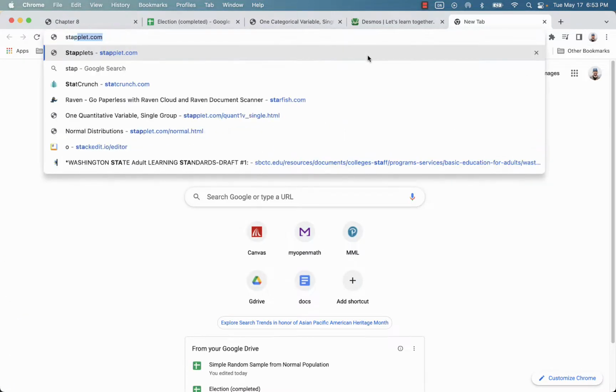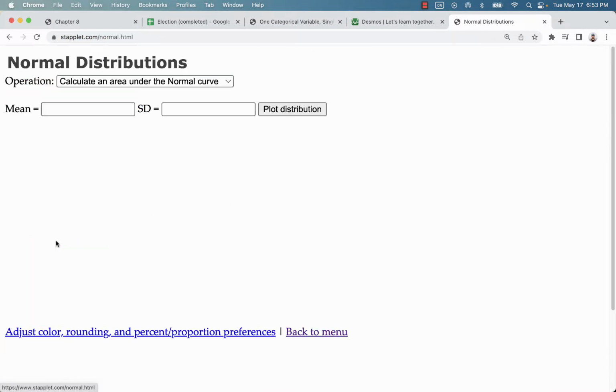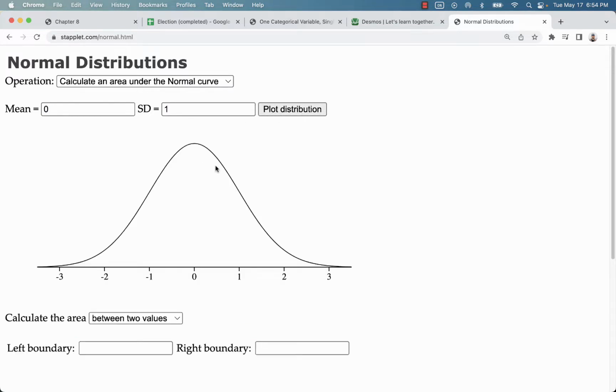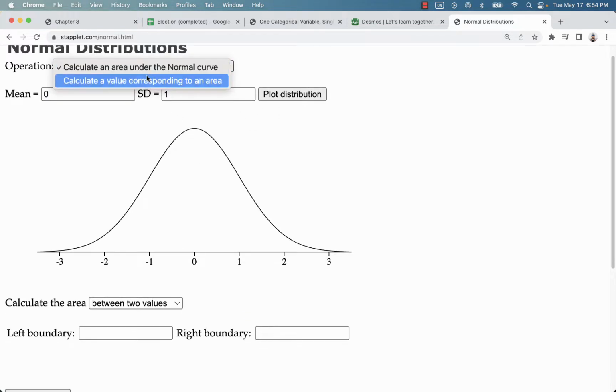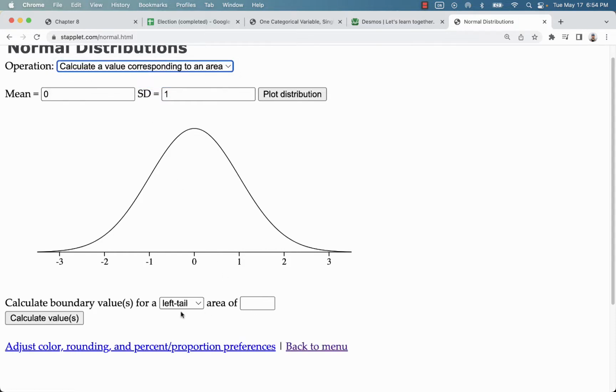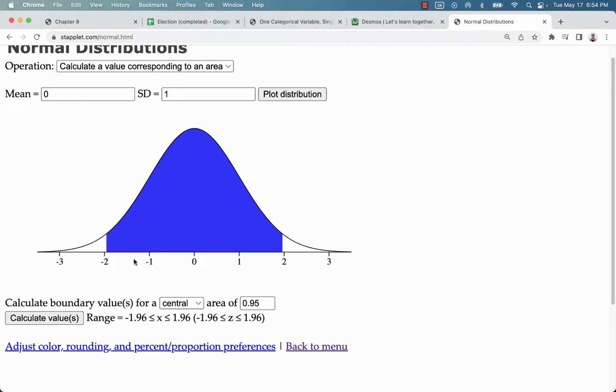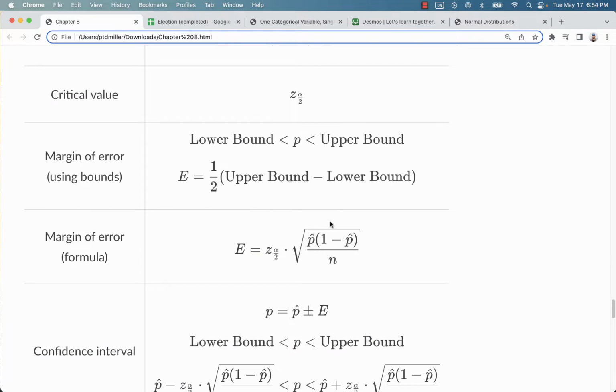So going back to Stapplet, I would go to normal distributions and use a standardized distribution with the mean of 0 and a standard deviation of 1. Here what I'm doing is I'm looking at the value corresponding to the central 95% of data. So that should be 0.95. So we look at any measurement that is within 1.96 standard deviations of the mean. So the 1.96 is our critical value Z in that situation, and the standard error is calculated this way.